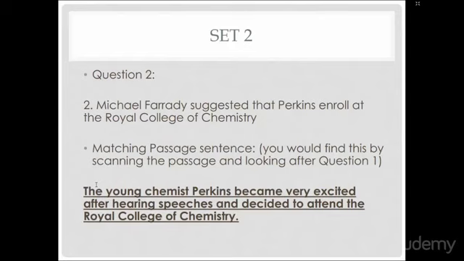Question says, Michael Faraday suggested that Perkins enroll at the Royal College of Chemistry. Here is the matching passage sentence. You would find this, of course, by scanning the passage and looking for it. All right, so Michael Faraday suggested that Perkins enroll at the Royal College of Chemistry. The sentence from the passage says, the young chemist Perkins became very excited after hearing speeches and decided to attend the Royal College of Chemistry.